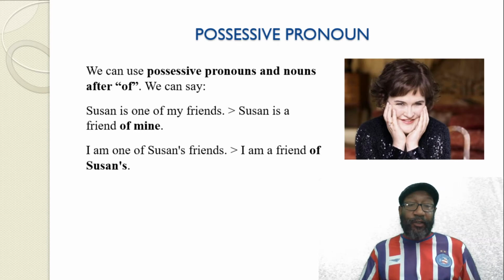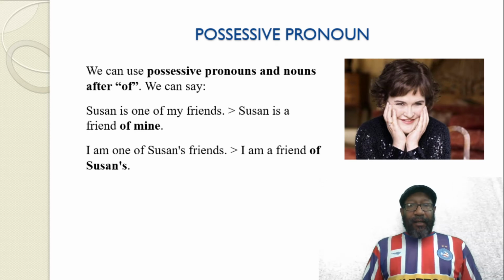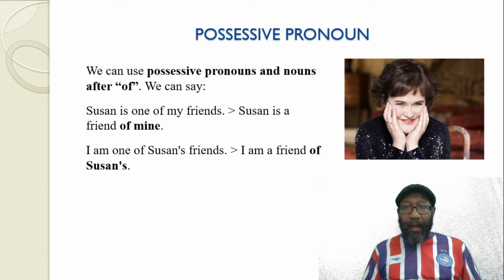This is another structure, the genitive case, that uses the apostrophe s to indicate that something belongs to somebody. And here in the picture we have Susan Boyle. She's the best example of "don't judge." There's this proverb in English: Don't judge the book by its cover.